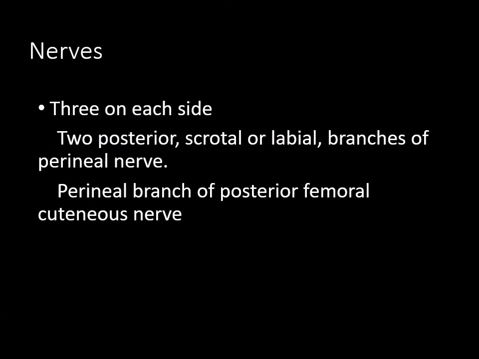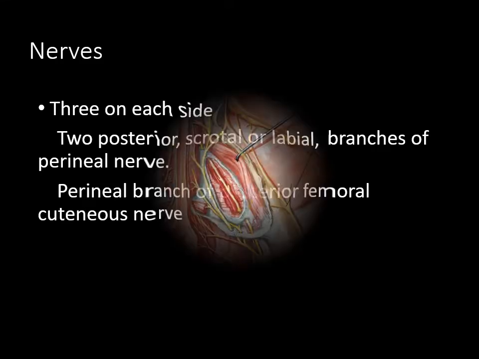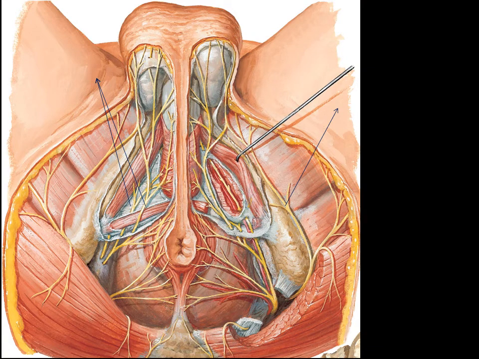So what are the nerves? The three on each side, same names: two posterior scrotal or labial branches. They are the branches of the perineal nerve, and the perineal branch of the posterior femoral cutaneous nerve. The posterior femoral cutaneous nerve branch called perineal is present in this superficial perineal pouch, piercing the Colles fascia and the skin. And here you can identify the posterior scrotal, and here you can see the posterior femoral cutaneous nerve.